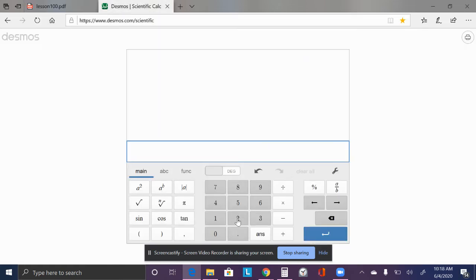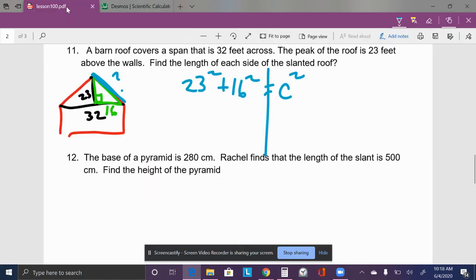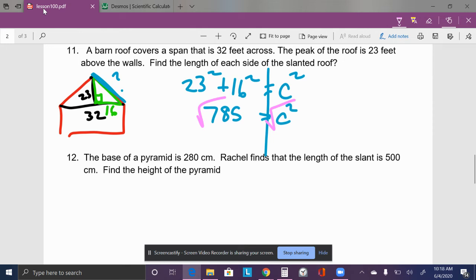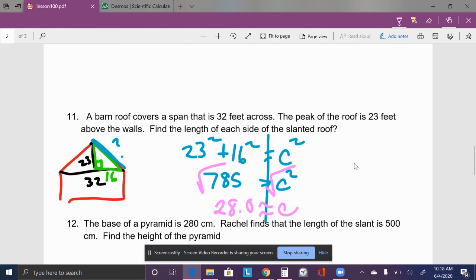What's nice about this calculator, we can do that all in one shot. 23 squared plus 16 squared is 785. Then we take the square root of both sides. And what is that? Square root of 785 is about 28.0 if I'm rounding it to the nearest tenth. It's about C.